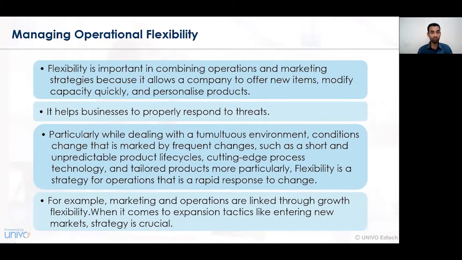So flexibility is of utmost importance whenever we are combining operations and marketing strategies, because it allows companies to offer new items, modify the capacity very quickly, and personalize the product. Whenever a certain change needs to be implemented, flexibility plays an important role because it helps the business to properly respond to threats. A business organization needs to change its strategy only when a situation of threat is created in the organization, particularly while dealing with a tumultuous environment, that is ups and downs in the economy, ups and downs in a company's revenue, sales, profitability, and so on, or availability of goods, services or raw material in the market. At this stage, maintenance of flexibility is essentially important.